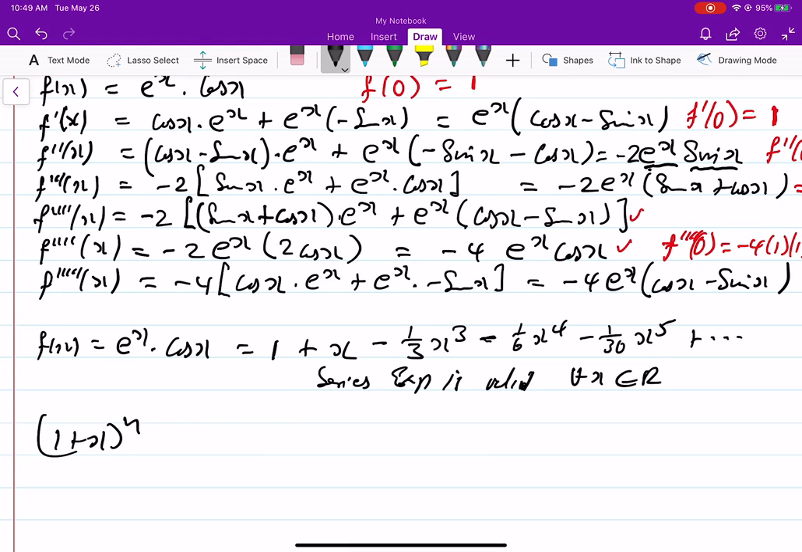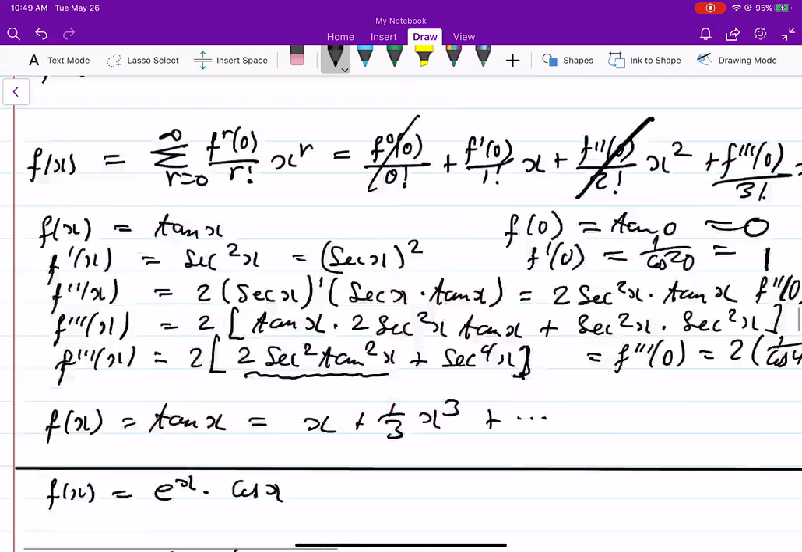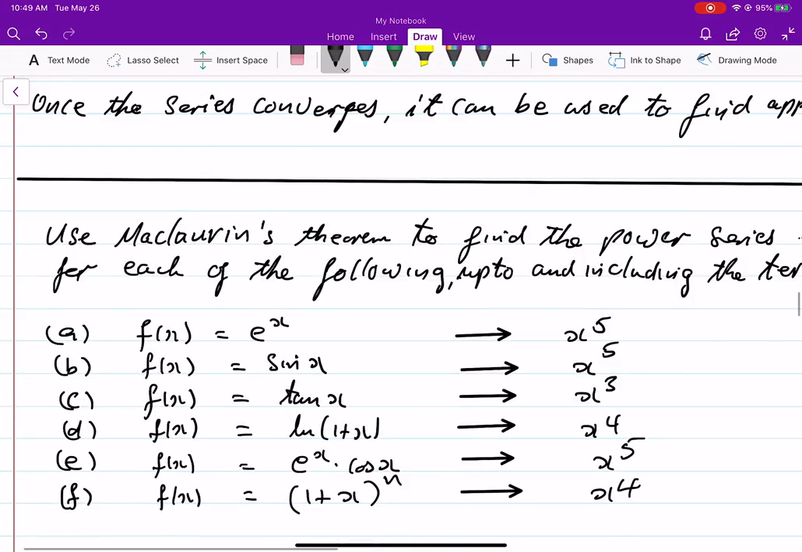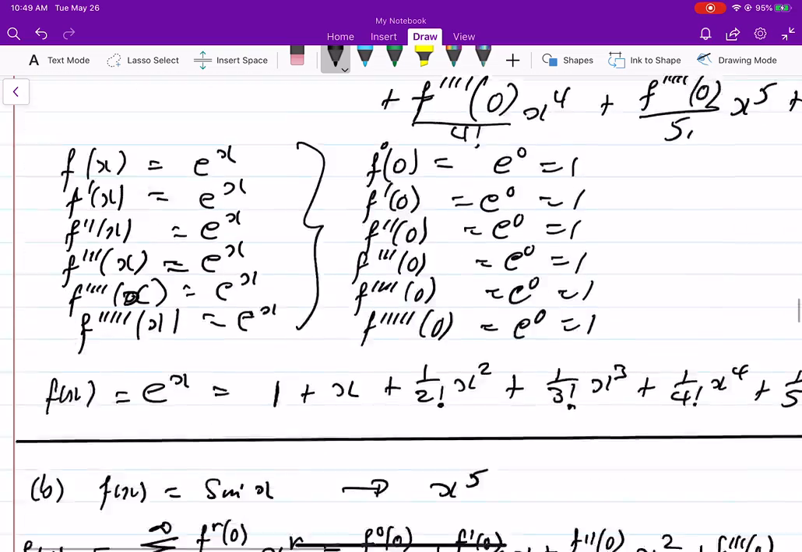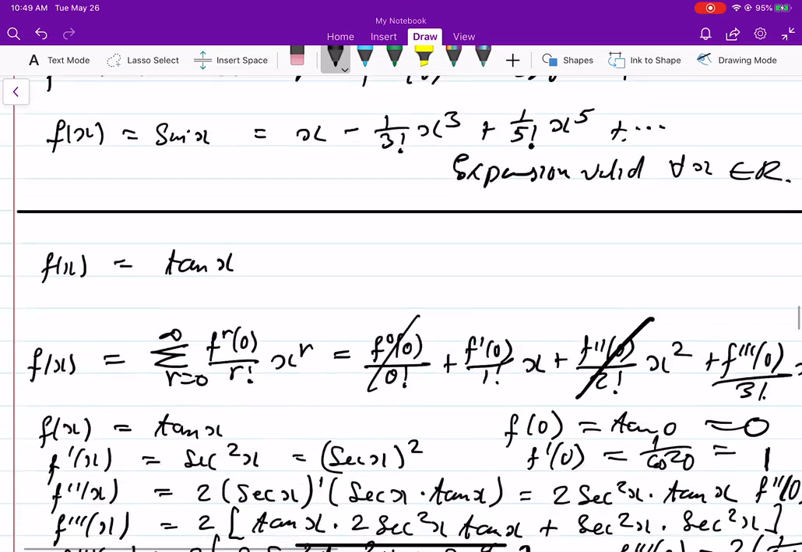All right, the last one is 1 plus x to the n. And I think that was supposed to go up to x to the fourth. This one is an interesting one.